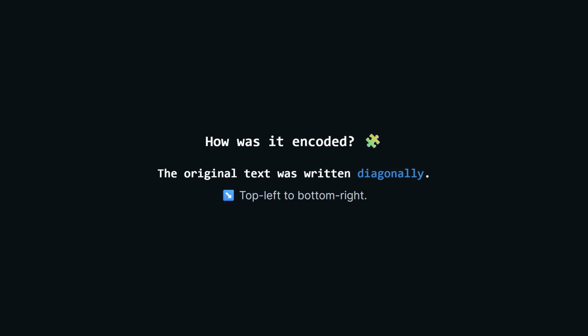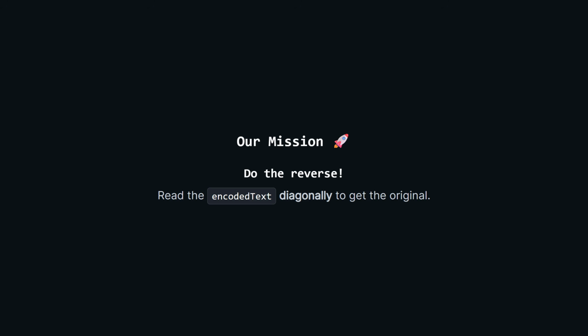To understand how to decode it, we have to understand how it was scrambled. The original secret message was written into a grid, but instead of writing left to right, it was written diagonally, starting from the top left and moving down and to the right. Once the whole message was placed diagonally into the grid, the encoded text was created by simply reading the grid normally, row by row, from left to right. So, to decode the message, we just have to do the exact opposite.